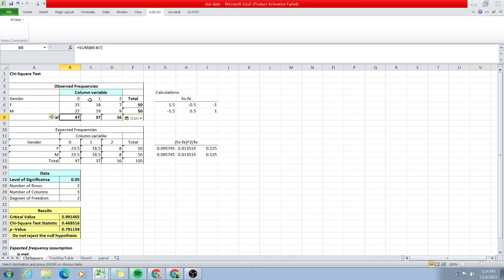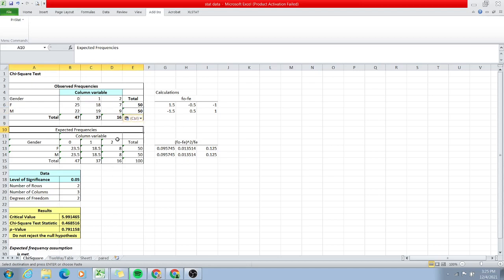Now, the second column represents participants who smoke less than 1 pack per day. There are 37, 18 are female, 19 are male. And then in the third column, which are participants who smoke one or more packs per day, there are 16 participants, 7 are female, 9 are male. There are 50 female participants, 50 male, and a total of 100 participants.